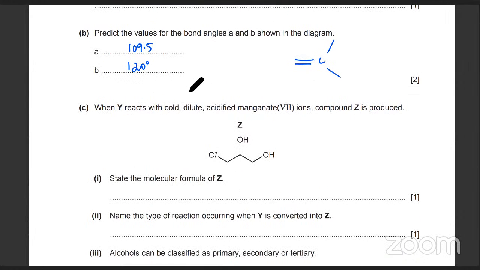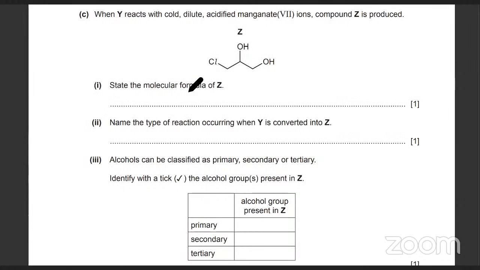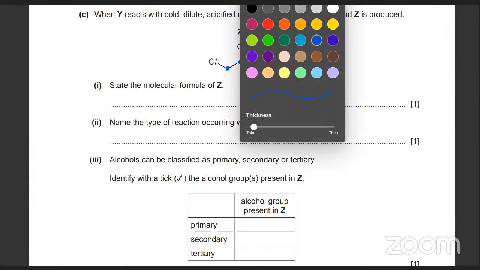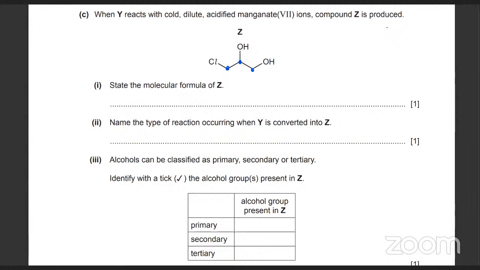Next one, when Y reacts with cold dilute acidified manganate 7 ions, compound Z is produced. State the molecular formula of compound Z. So what is he doing? State the molecular formula of Z. I mean, that's a simple one. Remember, these three are carbon atoms. Okay, every node is a carbon atom, and this one will have 2 hydrogens. This one will have 1 hydrogen. This one will have 2 hydrogens. Okay, so you can just add in the hydrogens.